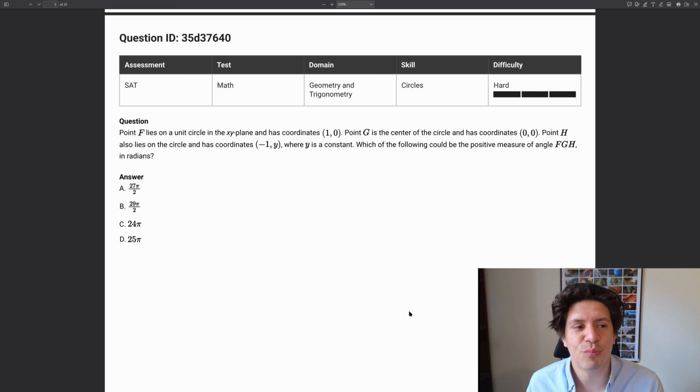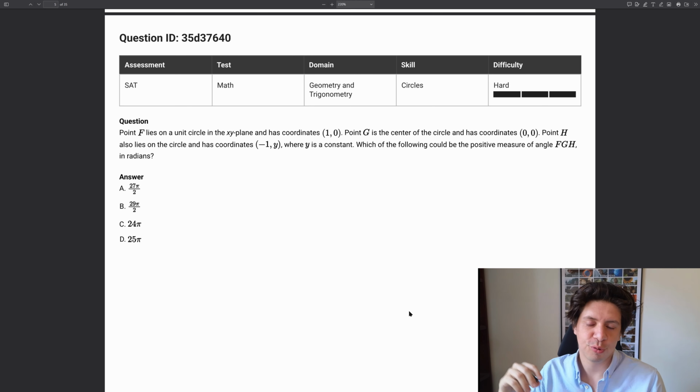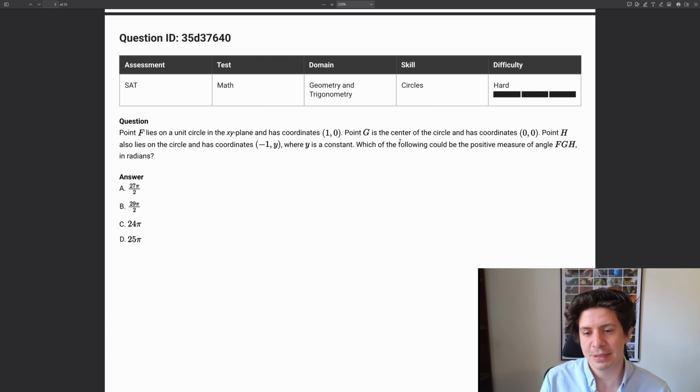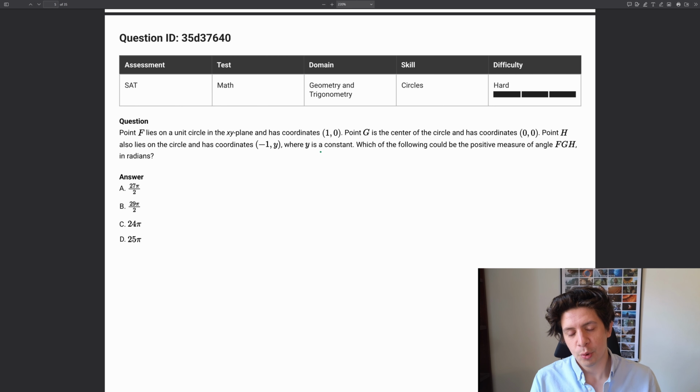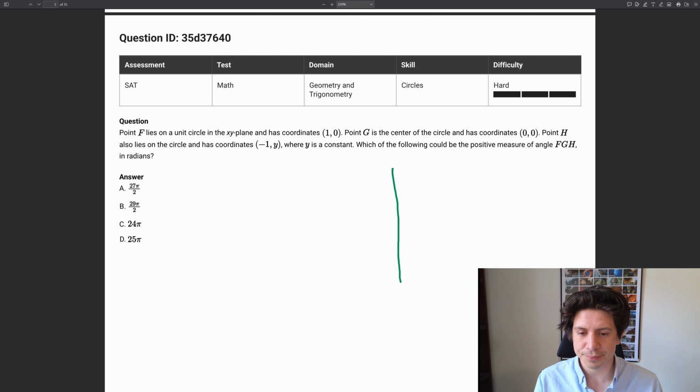All right, back again with 11 more questions from the SAT question bank. All circle questions. We're going to get through them all bit by bit. Point F lies on a unit circle in the XY plane and has coordinates (1, 0). Point G is the center of the circle and has coordinates (0, 0). Point H also lies on the circle and has coordinates (-1, y), where y is a constant. Which of the following could be the positive angle measure of FGH in radians?